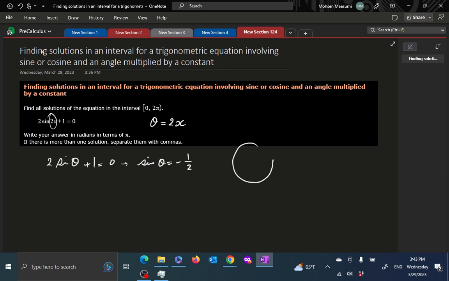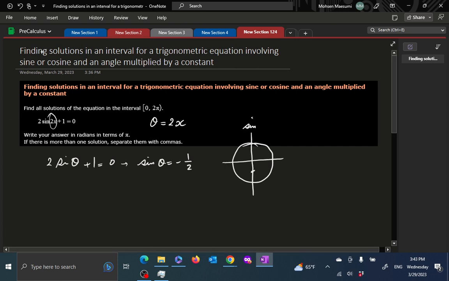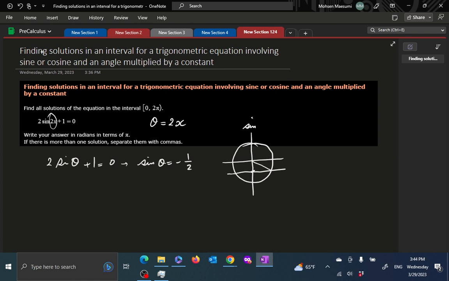We draw a unit circle. We remember this is the sine axis. On that sine axis, we find minus 1/2. Minus 1/2 will be here. We connect this thing to the origin, and then we get these two angles. We can go any direction.